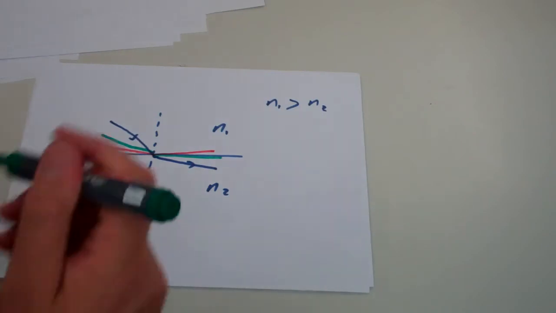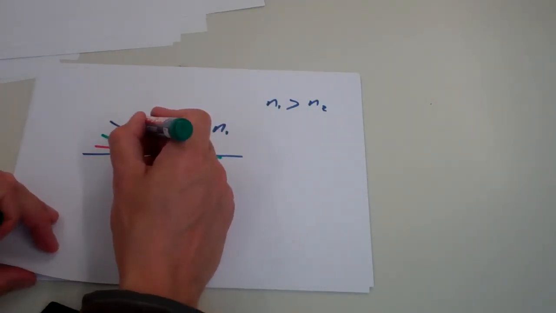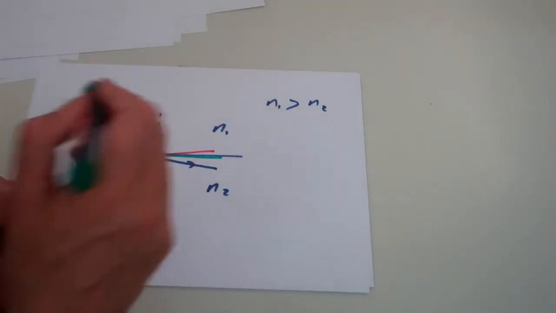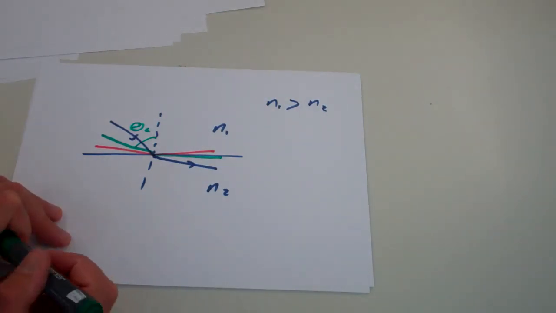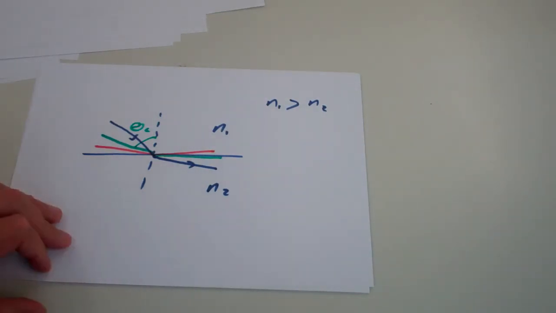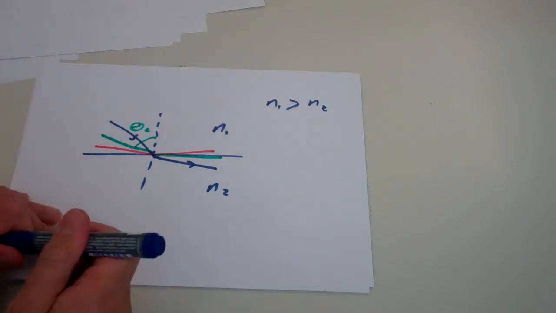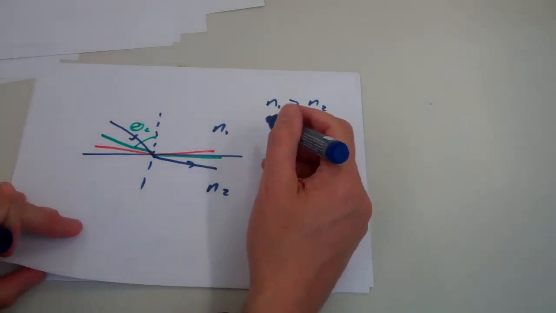So we can say that this angle here on the green ray is the critical angle. So any ray hitting an angle greater than the critical angle will undergo total internal reflection. And we can now calculate from n1 and n2 what that critical angle will be.